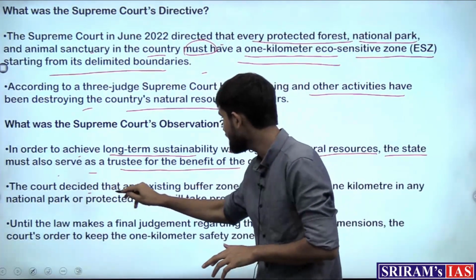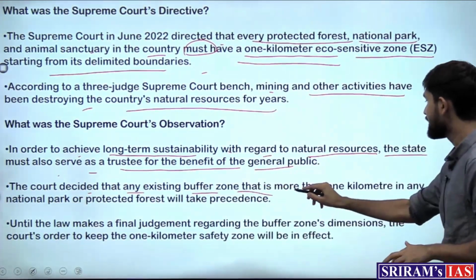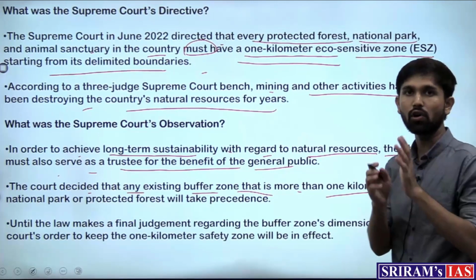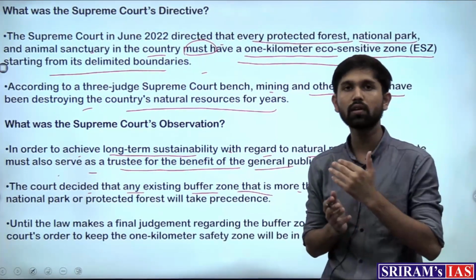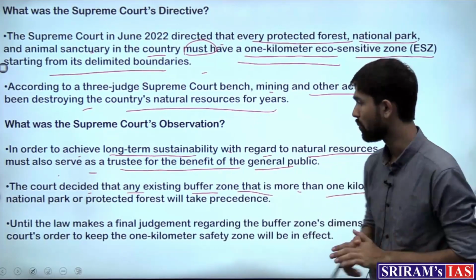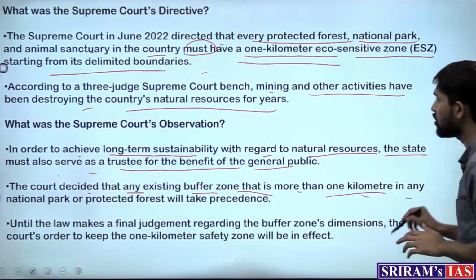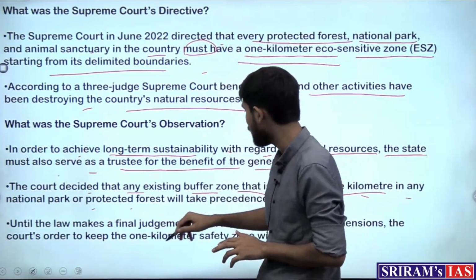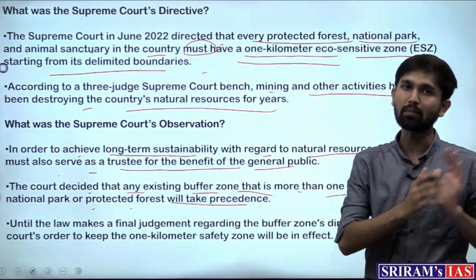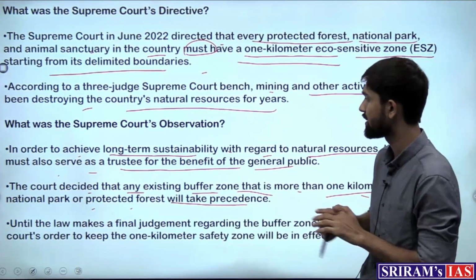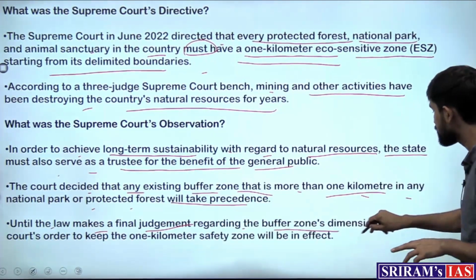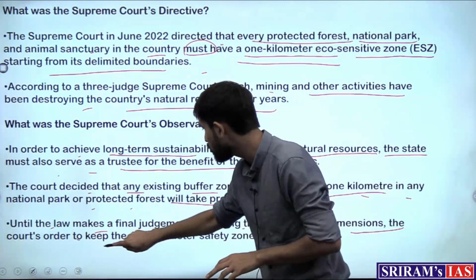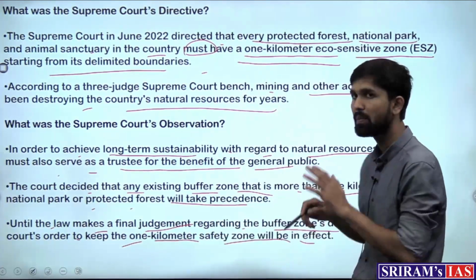And the court decided that any existing buffer zone that is more than 1 kilometer, which we saw that according to the Environment Protection Act, the eco-sensitive zone can range up to 10 kilometers. So whichever is more than 1 kilometer in any national park or protected forest will take precedence. So that particular eco-sensitive zone will stay its course. And until the law makes final judgment regarding the buffer zone's dimensions, the court's order to keep the 1 kilometer safety zone will be in effect.